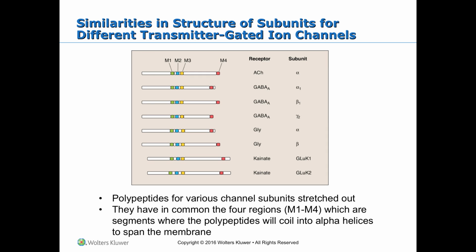So there are similarities in the structures of the subunits for different transmitter-gated ion channels. And here we have the receptor identity, acetylcholine, GABA A, and the different subunits that they compose. So note here GABA A alpha 1, GABA A beta 1, GABA A gamma 2 subunits, there's a similarity in their structure. These polypeptides for various channel subunits are stretched out in this diagram. They have in common the 4 regions M1 through M4, which are segments where the polypeptides coil and span the membrane.